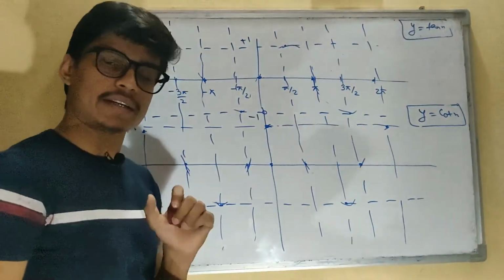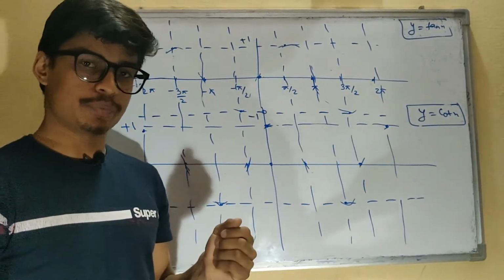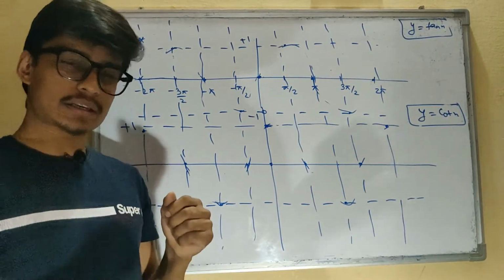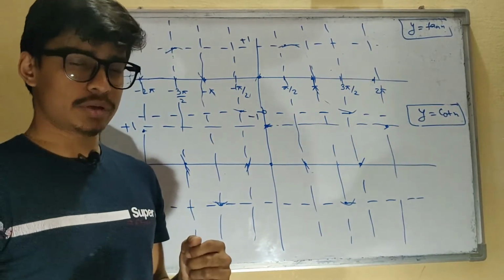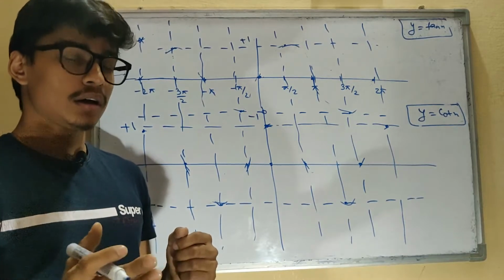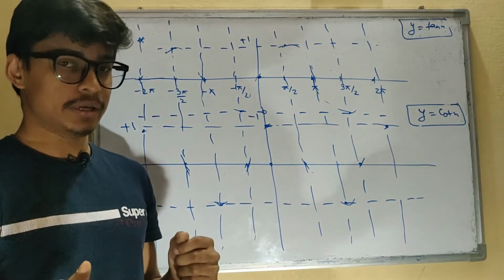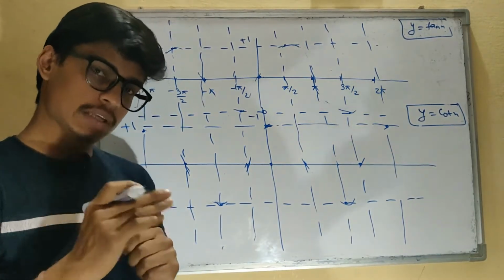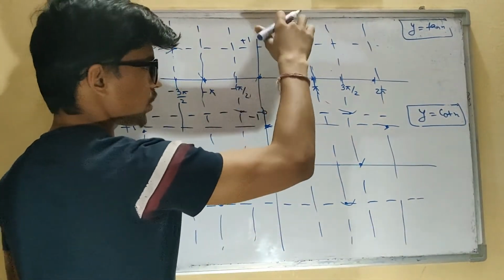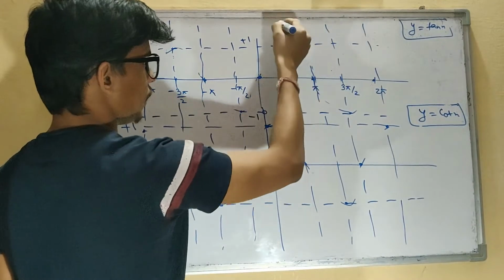At 0 it is 0. At pi by 4 it is 1. At pi by 6 it is 1 upon root 3, which is less than 1. At pi by 4, 1. At pi by 3 it is root 3, and so on. It keeps increasing. So at pi by 2 it is infinity, so we cannot draw that particular value.